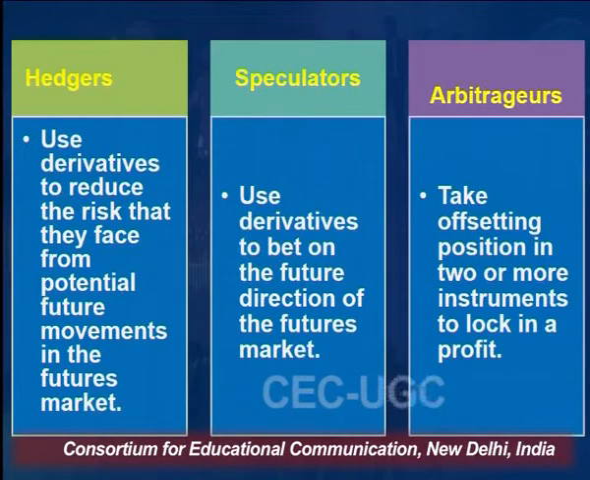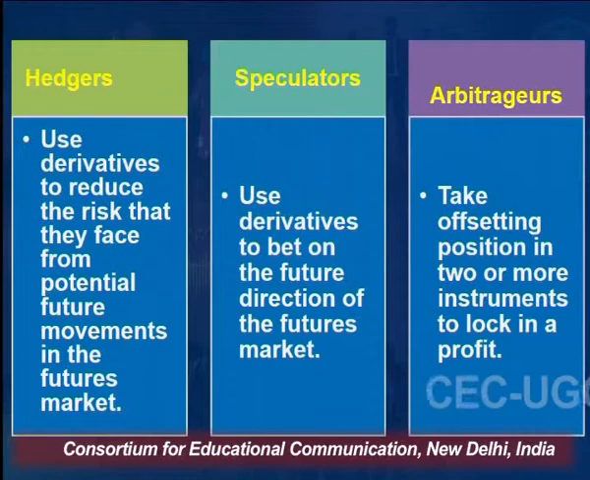Arbitrageurs take offsetting positions in two or more instruments to lock in a profit. They buy in one market, sell in another market and make profit. So these are the three types of players in the derivative market: hedgers, speculators and arbitrageurs.